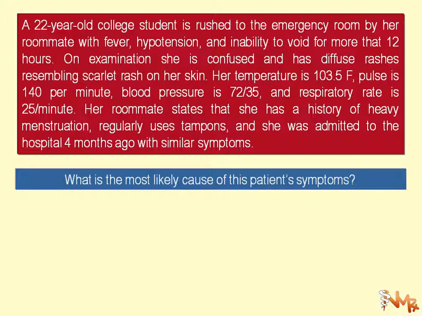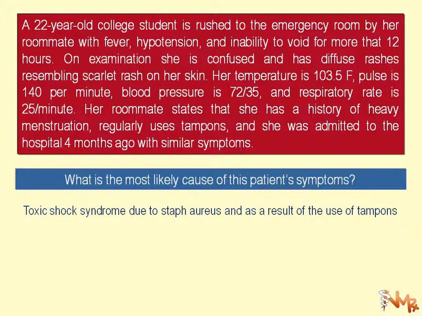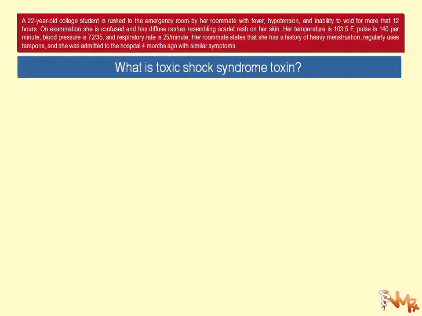So this brings us to answer the question. Given these findings, what is the most likely cause of the patient's symptoms? Toxic shock syndrome due to Staph aureus and as a result of use of tampons. Let's keep this question in the background. My first important question for you: what is toxic shock syndrome toxin?